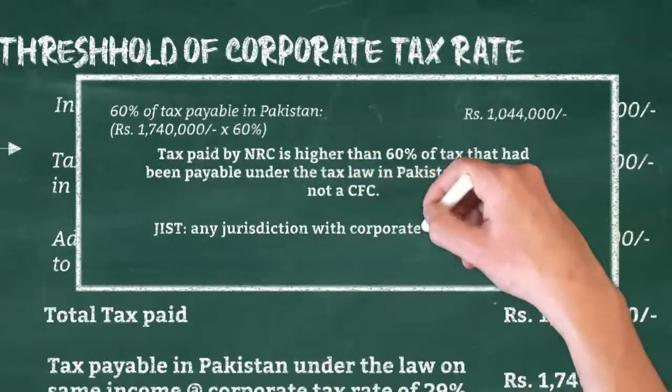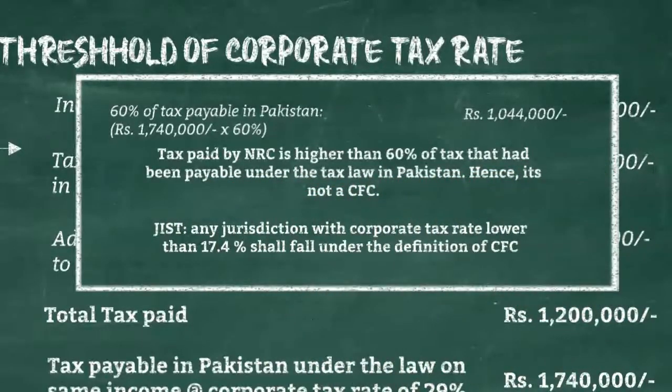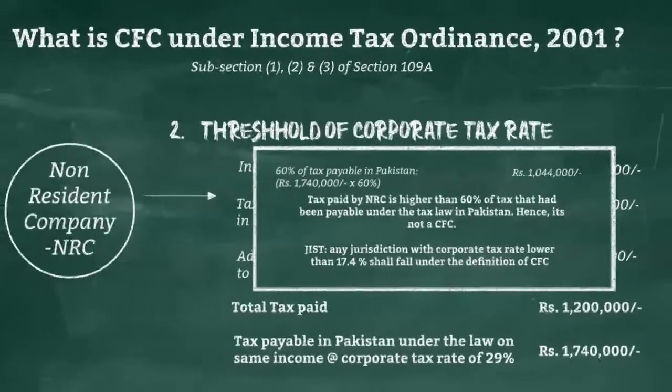So effectively, any company in a jurisdiction with a corporate rate lower than 17.4%, that is 60% of the 29% corporate tax rate in Pakistan, would normally qualify as CFC in Pakistan. However, the calculation of income under the Pakistan law may suggest otherwise.